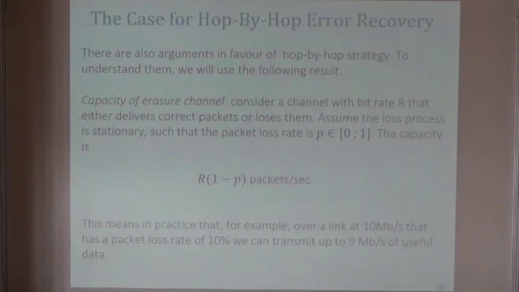So if you lose 10% of the packets on a 10 megabit per second link, the capacity of this link is 9 megabit per second, which is a very optimistic result in some sense. It means there is a way of coding that will achieve a rate as close to 9 megabit per second as we want. Right? And this way of coding is TCP: retransmit the missing data.